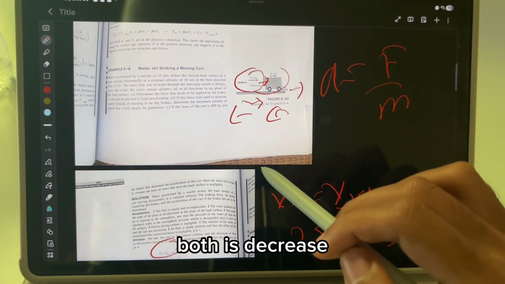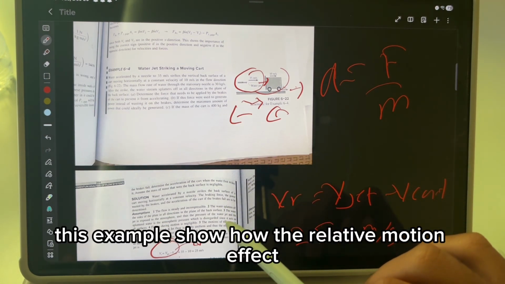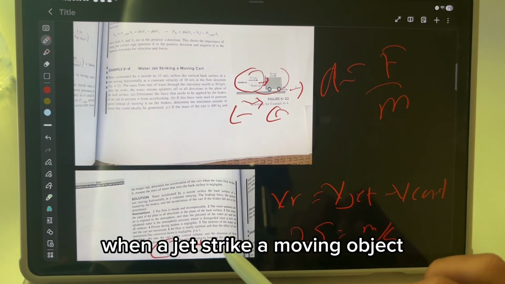This example shows how relative motion affects the momentum and force when a jet strikes a moving object. So that's all for me.